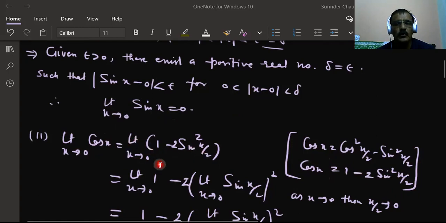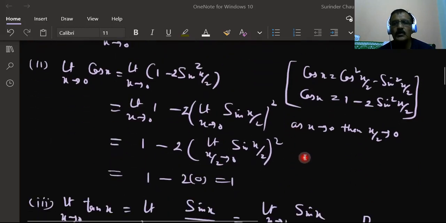Limit x tends to 0. The limit of a sum is the sum of the limits. So limit x tends to 0 of 1 minus 2, the constant coming outside, limit x tends to 0 of sin square x by 2. Now, as x tends to 0, x by 2 also tends to 0. When x is very close to 0, x by 2 is also very close to 0. So we replace x by 2 by t, where t tends to 0.